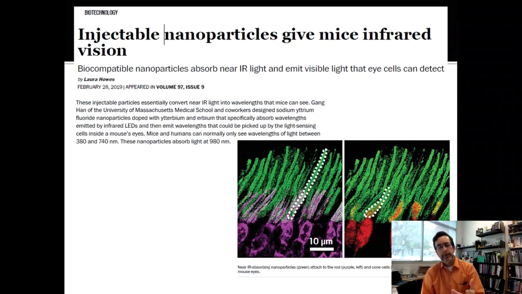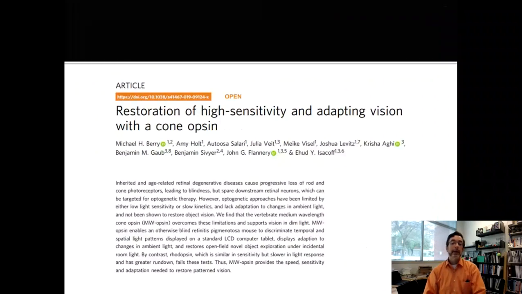And there's a group at University of Massachusetts Medical School that basically took these nanoparticles and put them into the mouse's eyes, and it did work exactly like it should. It basically transformed the light into a wavelength they could see, and therefore if they had infrared wavelengths, they could see in infrared. They absorb light at 980 and they emit it at a shorter wavelength, which is an unusual kind of thing.